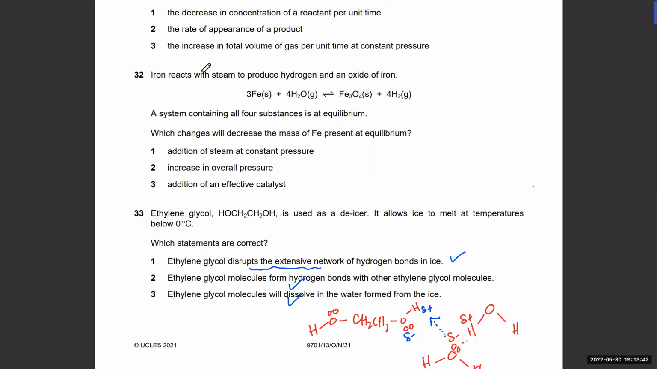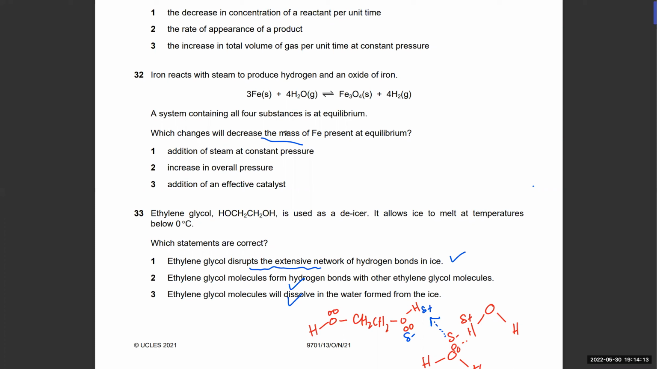Now this one, question 32. Iron reacts with steam to produce hydrogen and oxide of iron. The system containing all 4 substances is at equilibrium. Which changes will decrease the mass of Fe present at equilibrium? So the mass of Fe present has to decrease, right? So the first one, addition of steam at constant pressure, will it decrease the mass of Fe?